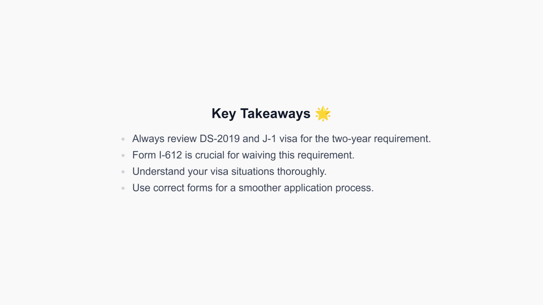Always thoroughly review both your DS-2019 form and J-1 visa to determine if the 2-year home residency requirement applies to you. If you're subject to this requirement, Form I-612 becomes essential to apply for a waiver. It's important to thoroughly understand your visa situations and use the correct forms for a smoother application process.